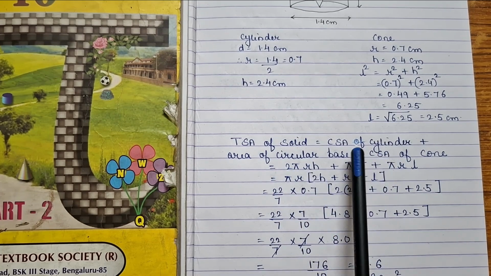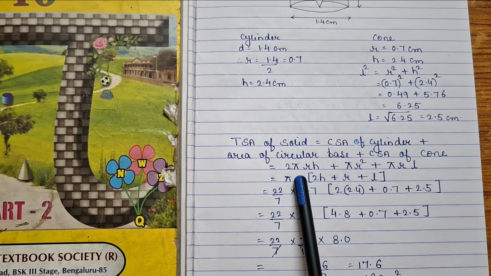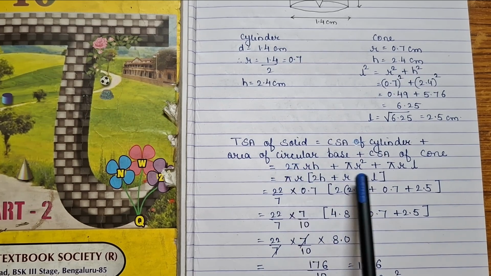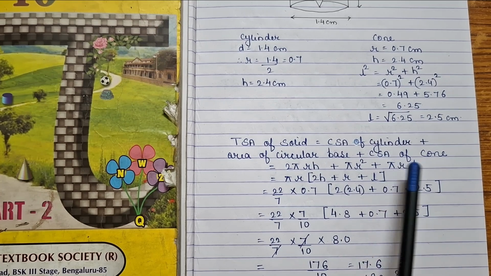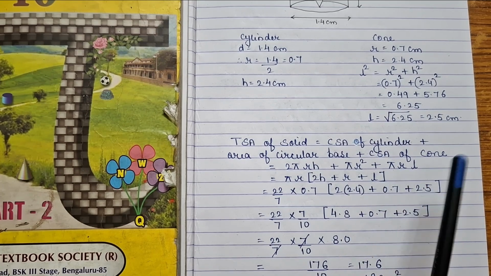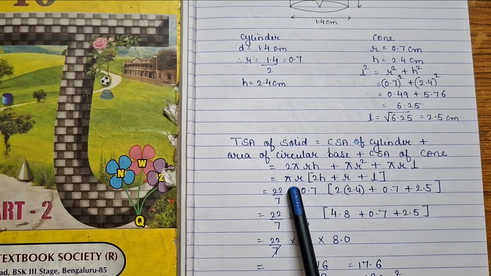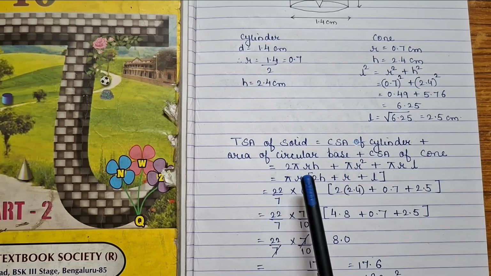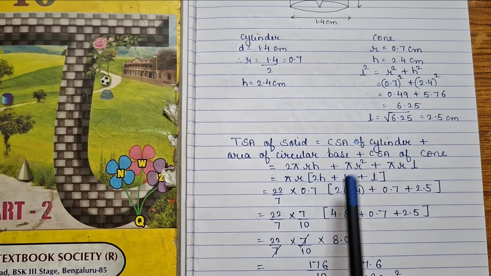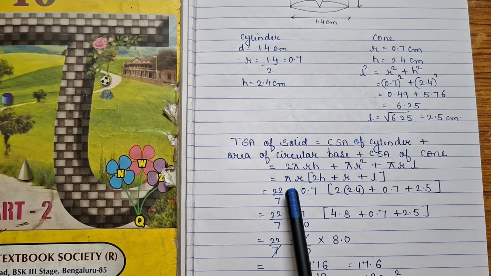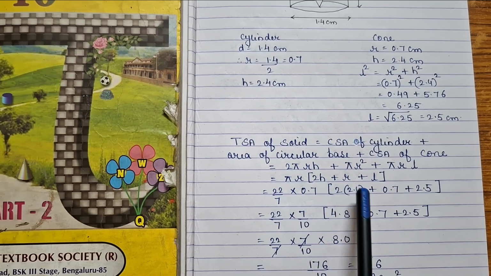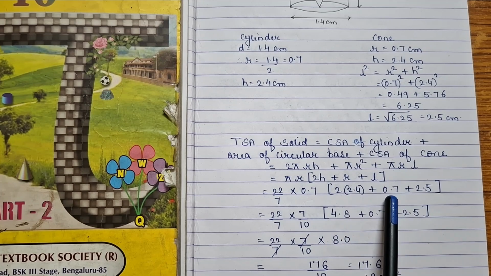So let's write the formulas. Curved surface area of the cylinder, that is 2 pi r h, area of the circular base, that is pi r square, and curved surface area of the cone, that is pi r l. Now from all these three terms, pi r is common, which we are taking out here. So the remaining terms, that is 2h plus r plus l, are inside the bracket. Substitute the values. 22 upon 7, r is 0.7, 2 into h is 2.4, r is 0.7, and here the L is 2.5.